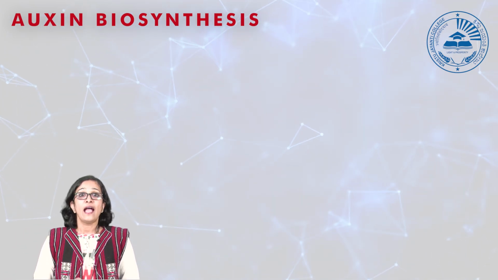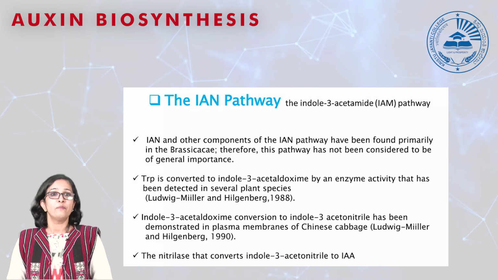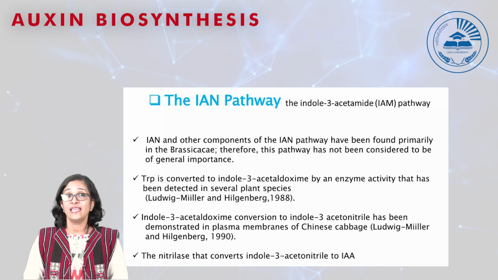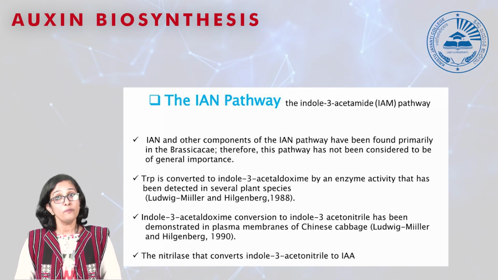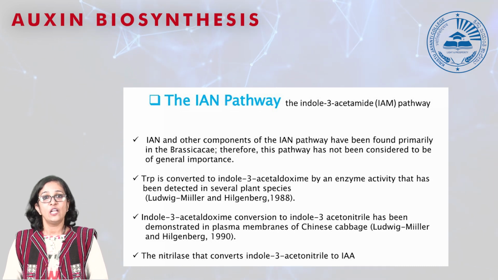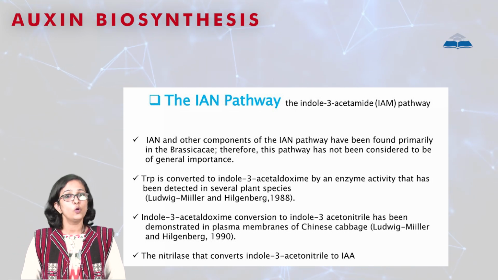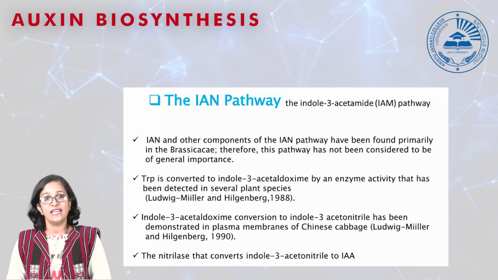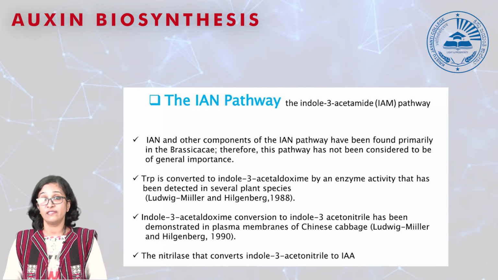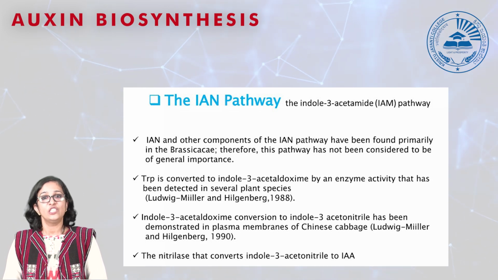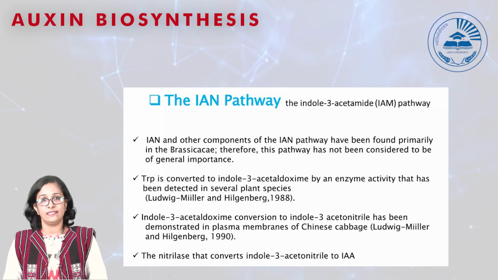The IAN pathway, the indole-3 acetonitrile pathway, and the IAN and other compounds have been found primarily in the Brassicaceae family, and this pathway has not been considered to be of general importance. Tryptophan is here converted to indole-3 acetaldoxime by an enzyme activity that has been detected in several plant species, and indole-3 acetaldoxime conversion to indole-3 acetonitrile has been demonstrated in plasma membranes of Chinese cabbage, and nitrilase is an enzyme that converts this indole-3 acetonitrile to indole-3 acetic acid.